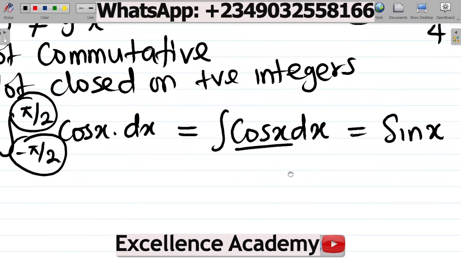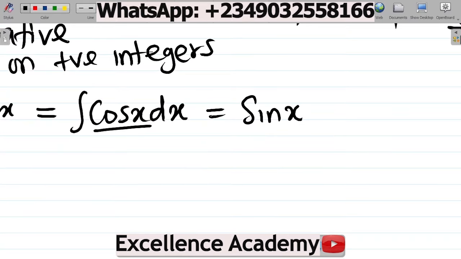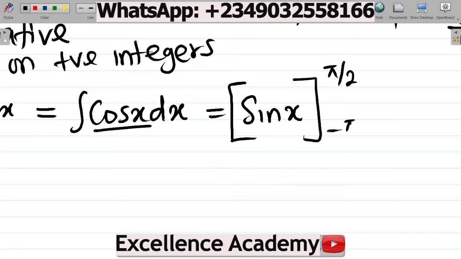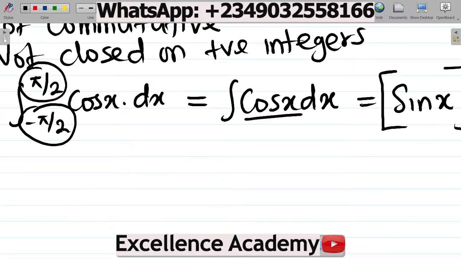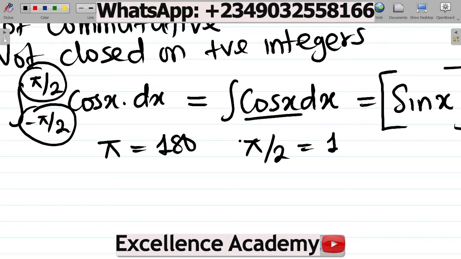The next thing you do here is to bring in your limits. So I'll bring the limits here. The limits there are pi over 2 and minus pi over 2. Now, how do you solve this? The first thing you must notice is that the actual value of pi is 180. So pi over 2 becomes 180 over 2, and that's equal to 90 degrees. Pi is 180 degrees.